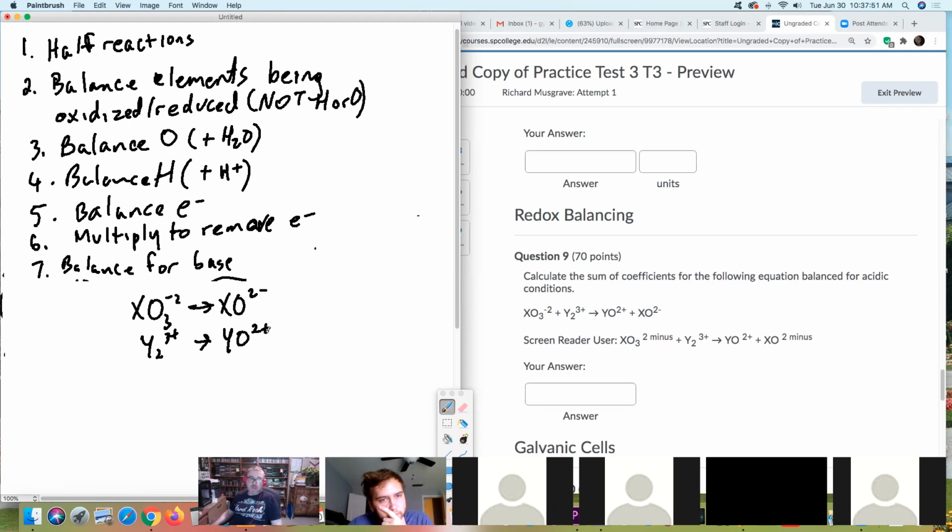We need to balance the elements, not the elements being oxidized or reduced, which means we're balancing the X's and the Y's. The X's in the first one are already balanced because that's going from 1X to 1X. On the bottom one, it's going from Y2 to 2Y, so I need to put a 2 in front of that Y. Any questions?